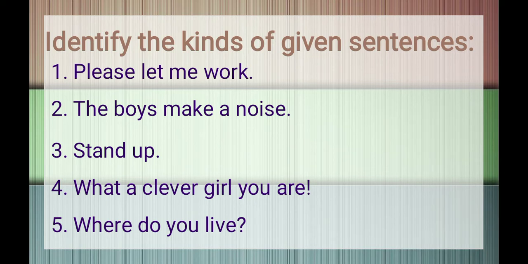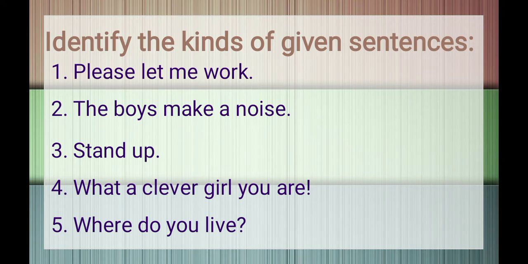Students, I hope you can see that there are 5 sentences given here. We have to identify their kinds. First sentence is, please let me work. Students, we all have read about the kinds of sentences. So first of all, to identify this given sentence, we have to recall what are the kinds of sentences and what they express.